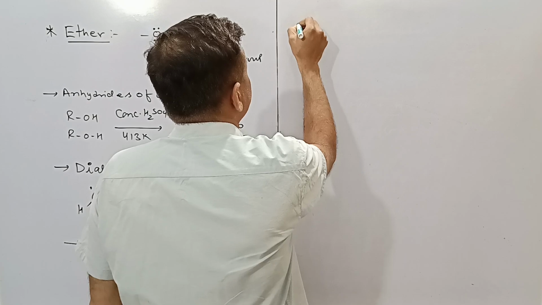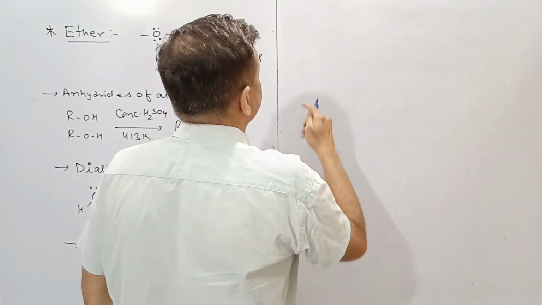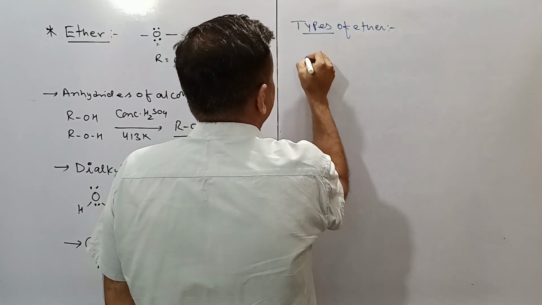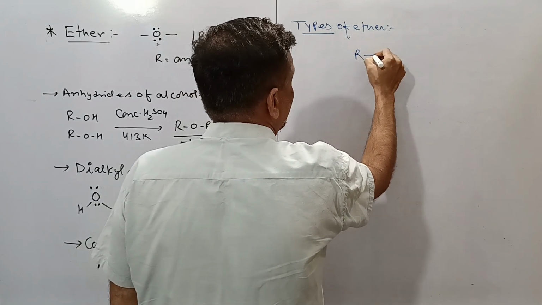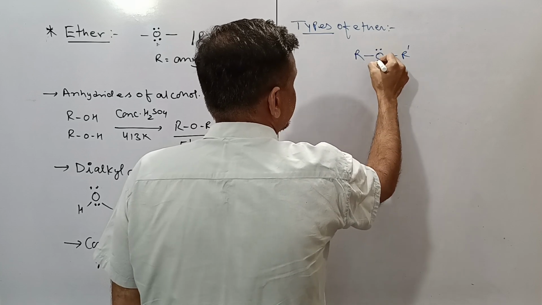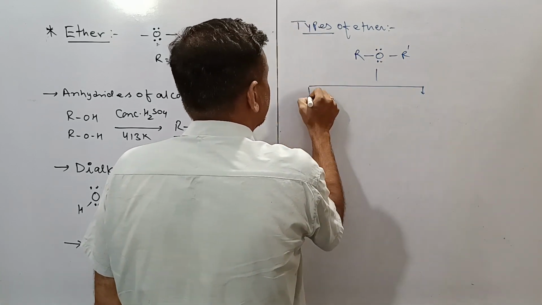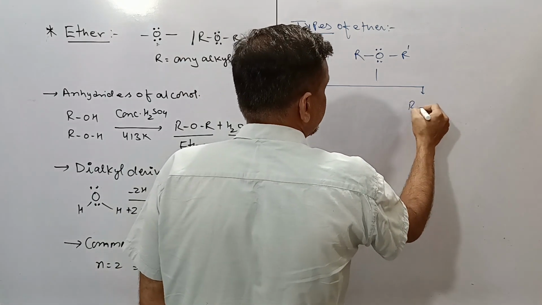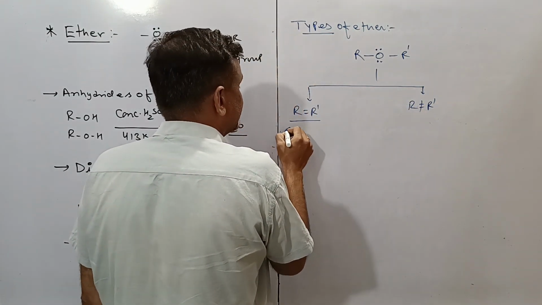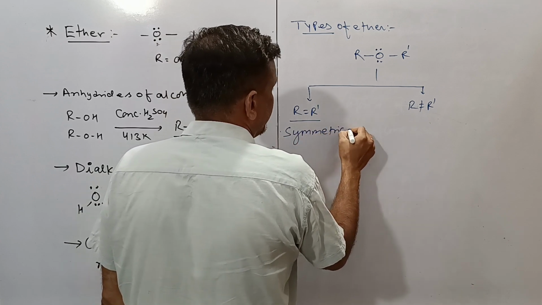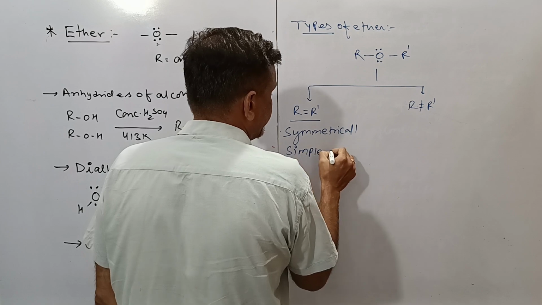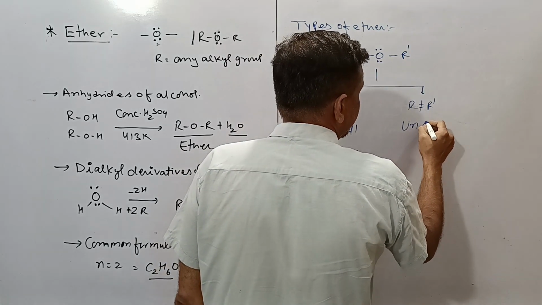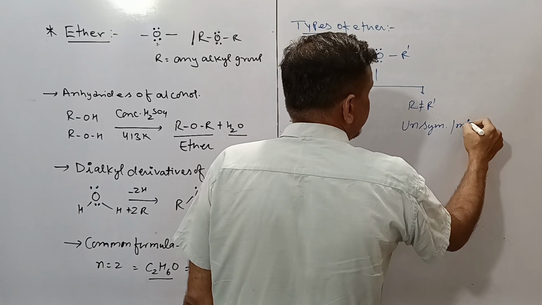Further, it's your types of ether. If we go with the formula ROR, we can take R dash also. There are two types of ether. When R is equal to R dash, both alkyl groups are same, it is called symmetrical or simple ether. And when R and R dash are different, then it is unsymmetrical or asymmetrical, or we can say mixed ether also.